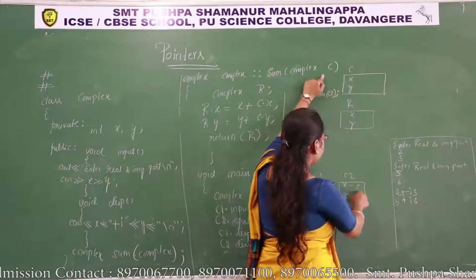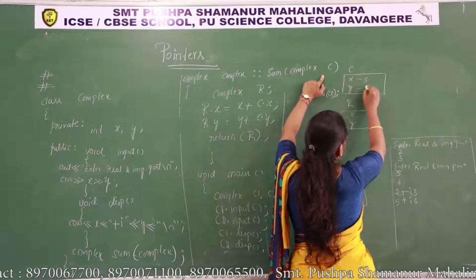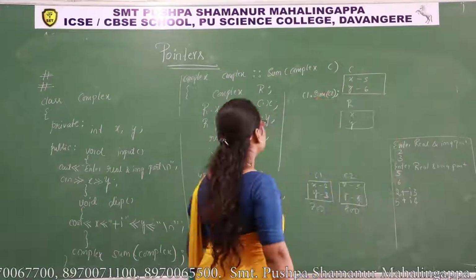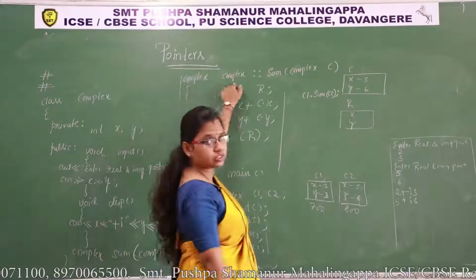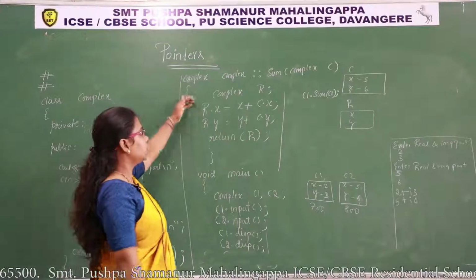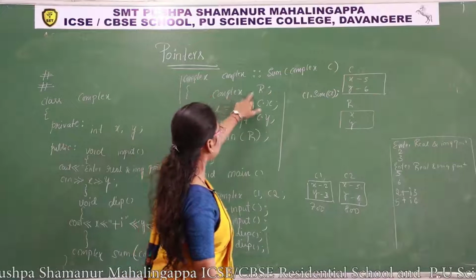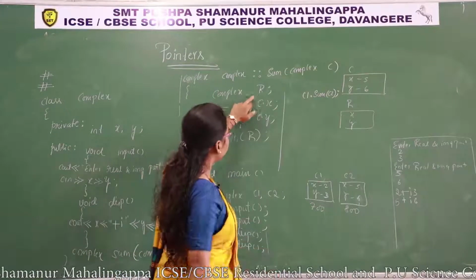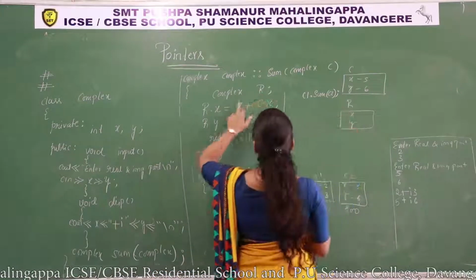What is there in the C2? 5 and 6. That 5 goes to X, and 6 goes to Y. Now, which object is calling this function? C1 object. So that C1 object's values are obtained automatically in this function. To store the result, I have taken complex R. So R is also a complex number.